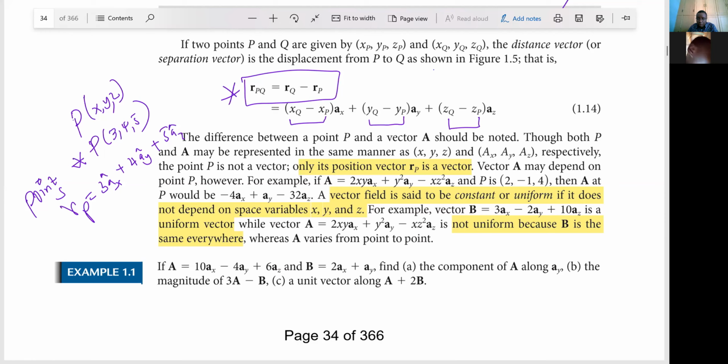So vector A may depend on X or on P. For example, if A is given by 2xy ax plus y squared ay minus x squared xz squared, and P is given, then A at point P would be given by this. I think I have highlighted where you may not be able to see, so let me do it again.